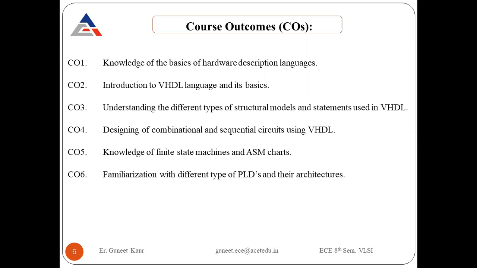In this, we will do the basics of that type of languages. Second is introduction to VHDL language. Okay. VLSI subject name is VLSI design. And under this, the language uses VHDL.